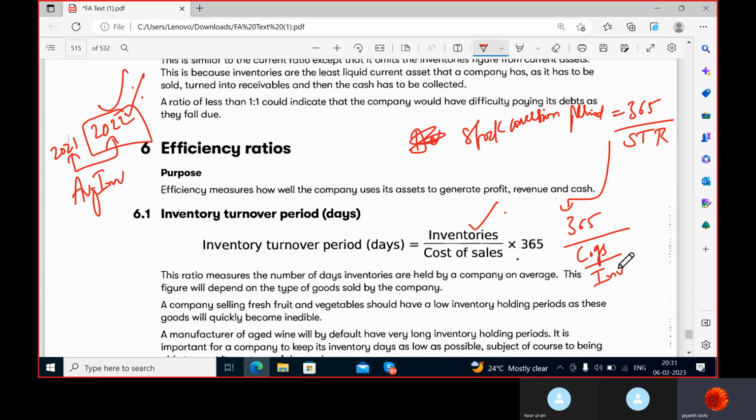So now see a little maths. If you have a fraction in the denominator, like a whole divided by b by c, this c would go up, so a into c by b. In the same way, when you have a fraction in the denominator, inventory would go up. So it will become 365 into inventory by COGS. Okay, so please make a note of this.